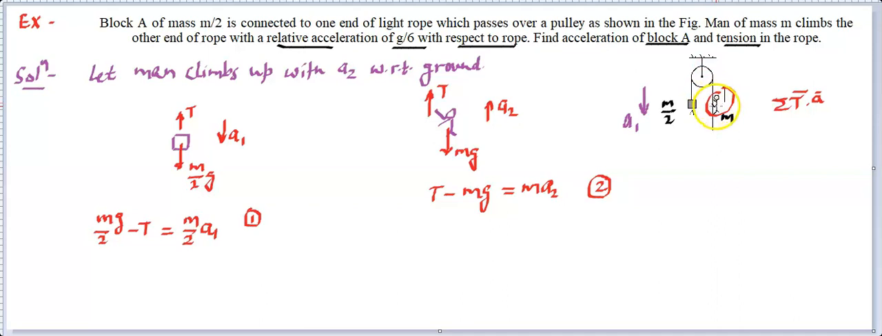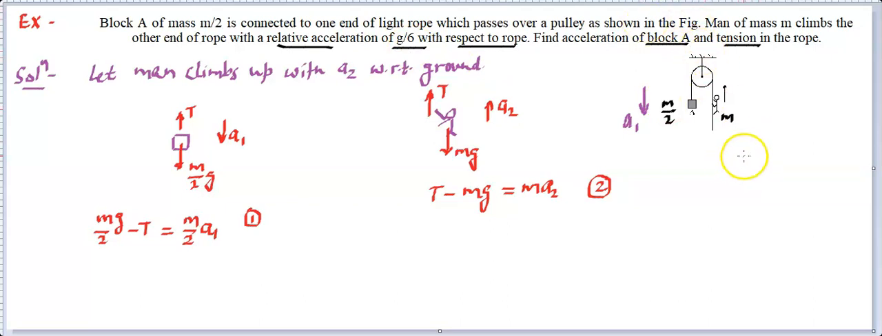So from using internal energy, this person can accelerate on their own, unlike in the case of blocks, right? So this is not going to be applicable. What we are going to do is use the information that is given to us, that the relative acceleration is g by 6. So we know how to get the relative acceleration.